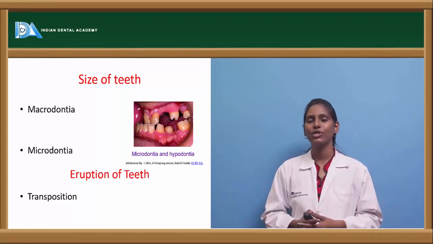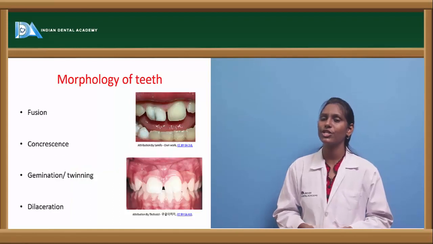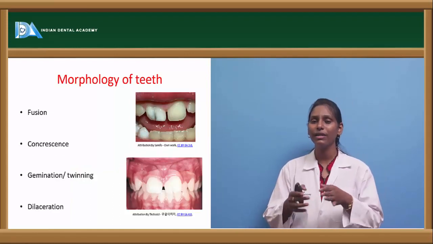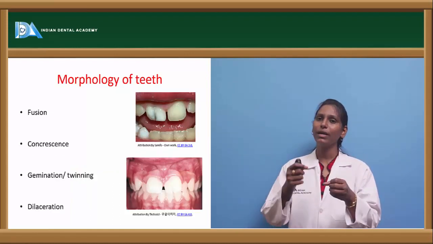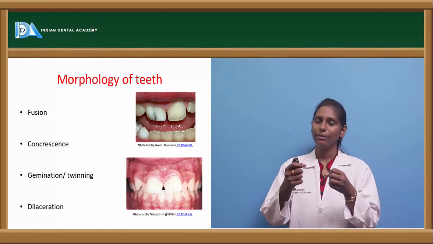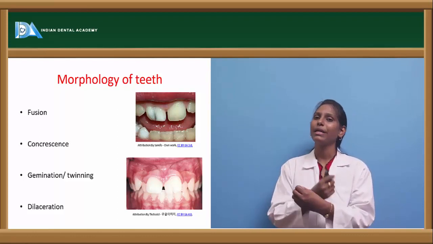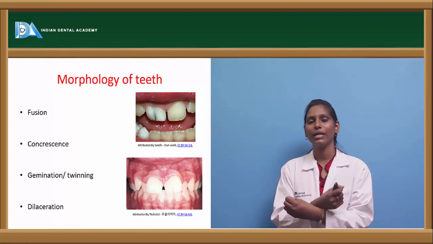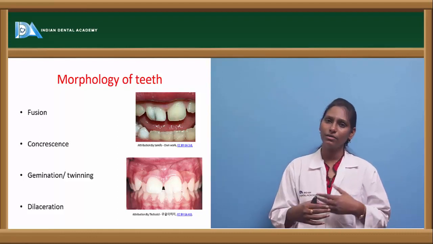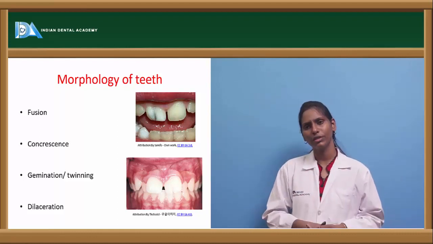And based on eruption of the tooth, we have something called transposition. Transposition is a condition where, for example, we have a premolar and a canine. In place of the canine, the premolar erupts, and in place of the premolar, the canine erupts. So this is called transposition. It is again an anomaly in the development of the tooth.